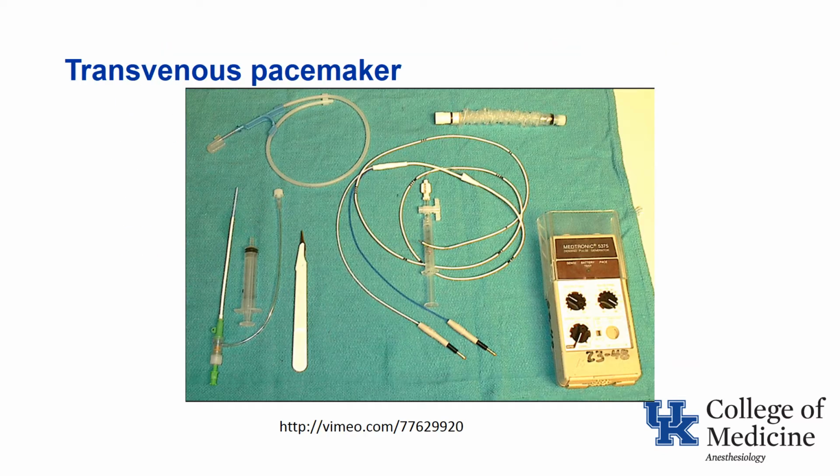Now, moving to transvenous pacing. This slide shows the equipment that's necessary for inserting a transvenous pacemaker. If you have a percutaneous entry sheath in the internal jugular vein, it is generally not very difficult to advance a pacing catheter into the right ventricle and to capture the right ventricle.